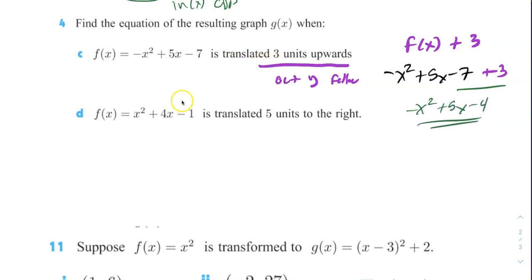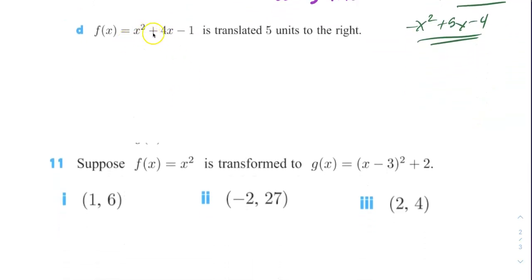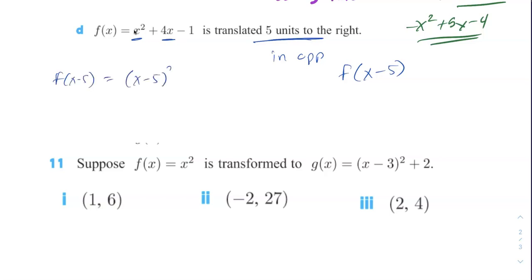So there we go. The next one, f of x equals x squared plus 4x minus 1, is translated 5 units to the right. So remember, right is inside opposite. So what does this look like? It should look like this. It's f of x minus 5. Right, that's what this looks like. Move to the right, inside x opposite. So how does it work on here? Well, what happens when you plug in x minus 5 for this? It's on the inside, right? So it plugs in here and here. So f of x minus 5 is the same thing as saying (x minus 5) squared plus 4 times (x minus 5) minus 1.